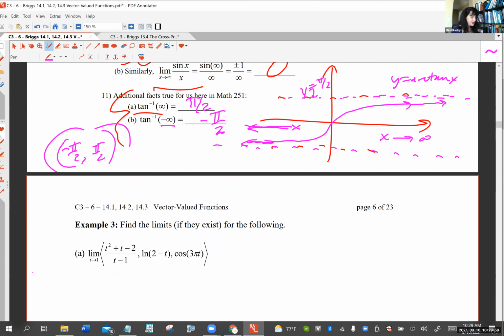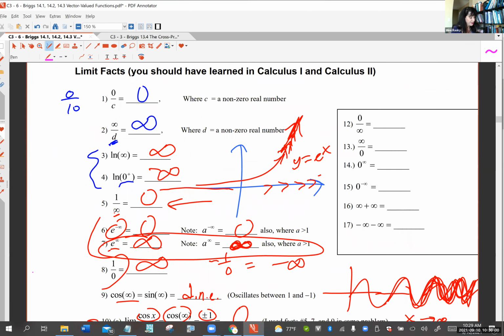You guys remember L'Hopital's rule? Because that's still going to be in effect. Let's finish out my chart though. What about 0 divided by infinity? Anybody have an idea what that is? 0 divided by infinity. I claim it's 0. You can put that one in your back pocket. How about infinity over 0? It's infinity.